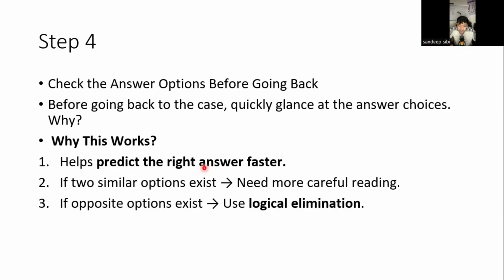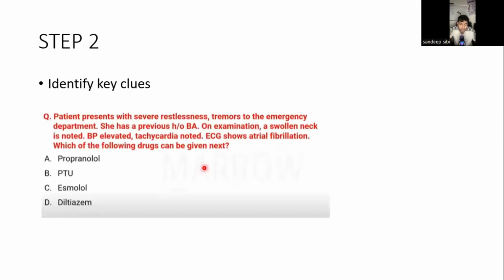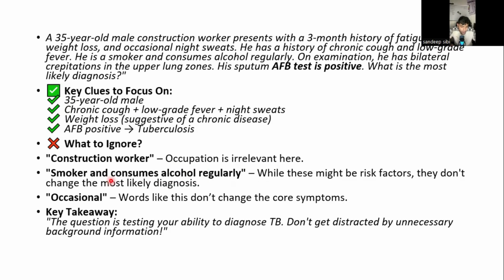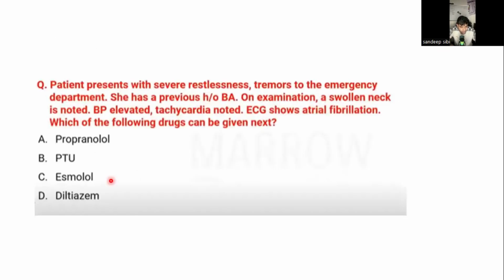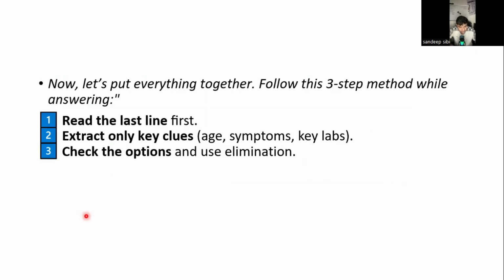So these kinds of questions need very careful reading. If opposite action options exist, it is easy to eliminate the wrong answer. But if two similar options exist, you have to focus on the options which are given, group them together, and select the option which is best suited for the question. I hope you have understood this part. So again, this is the example as I showed. Here, the patient is having atrial fibrillation, but the rate control drug here we have to use is diltiazem because the patient is a bronchial asthmatic. So now let's put everything together.